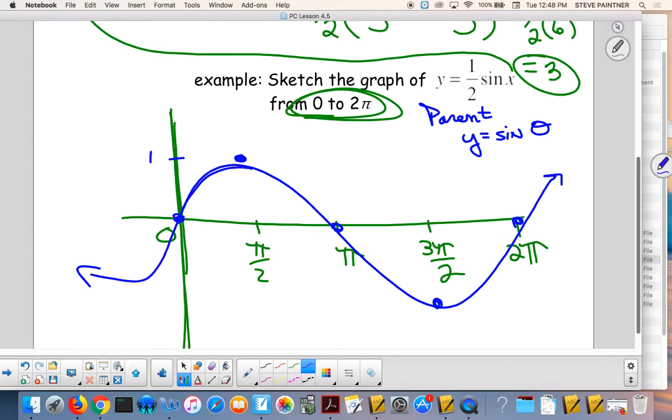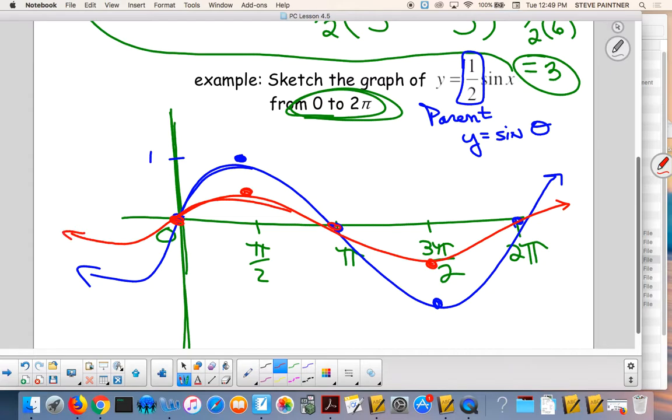Okay. Now what does the real function mean? What is this again? Vertical compression by 1/2. So all the y values get multiplied by 1/2, cut in half. Okay, so this 1 is now what? Half. This negative 1 is negative half. How about the zeros? Stay the same. And there it goes. Okay, it was pretty quick, wasn't it? Yeah, so if you have a good understanding of your parent, it's not that bad.